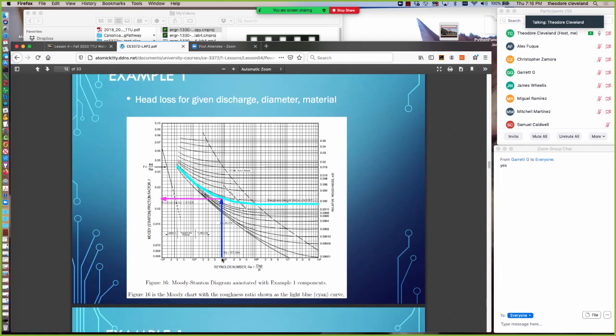So we come in at 87,000 Reynolds number. We go up to the 0.0017 roughness ratio line, and at the intersection we then read directly left to the friction factor, which in this example works out to be 0.024.